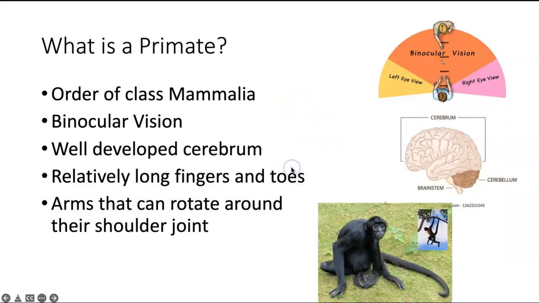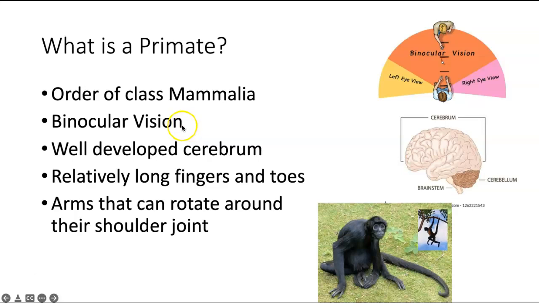So for starters, we are a primate. This is an order of class Mammalia. If you remember from taxonomy, order is a little bit smaller than class. So the primate is a subset of class Mammalia. Mammalia are mammals. They have mammary glands, which is probably the biggest thing that they have. And we are mammals and primates.